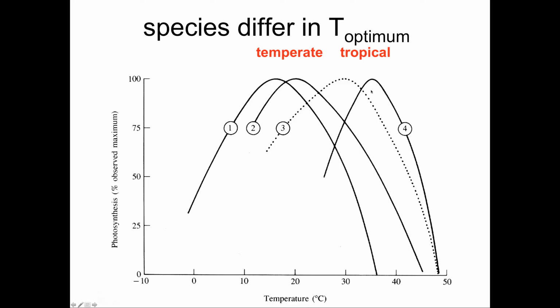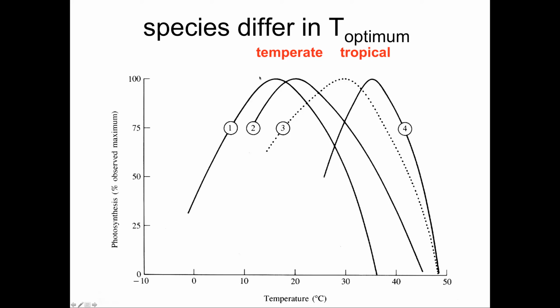with species from warmer climates presumably having higher temperature optima than species from colder climates. So we could think of these two as temperate species, these two as tropical species. And you can imagine if your prevailing climate in a site is, say, 12°C, something like that, that different species are going to basically have higher rates of photosynthesis and potentially be better competitors along different parts of this gradient.